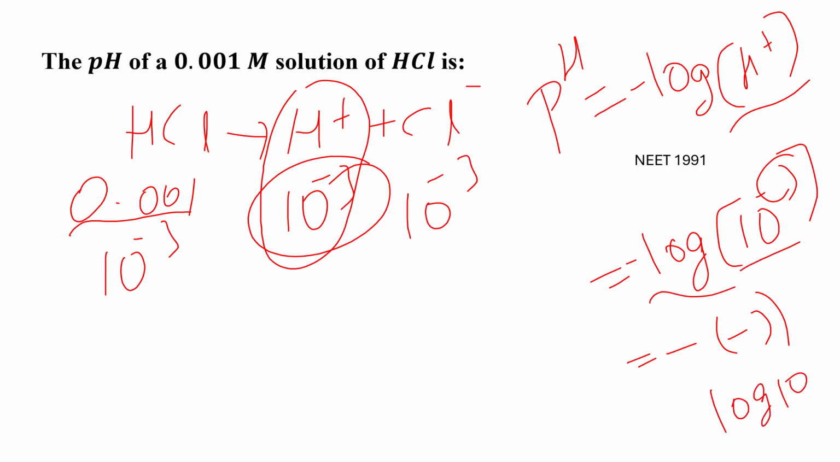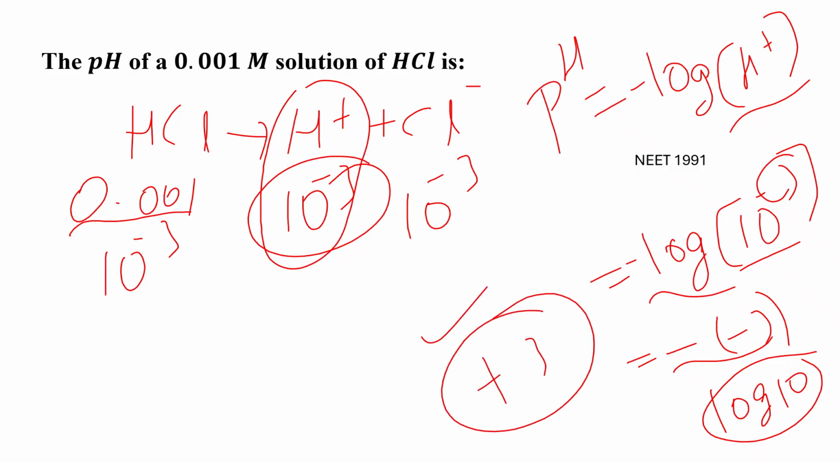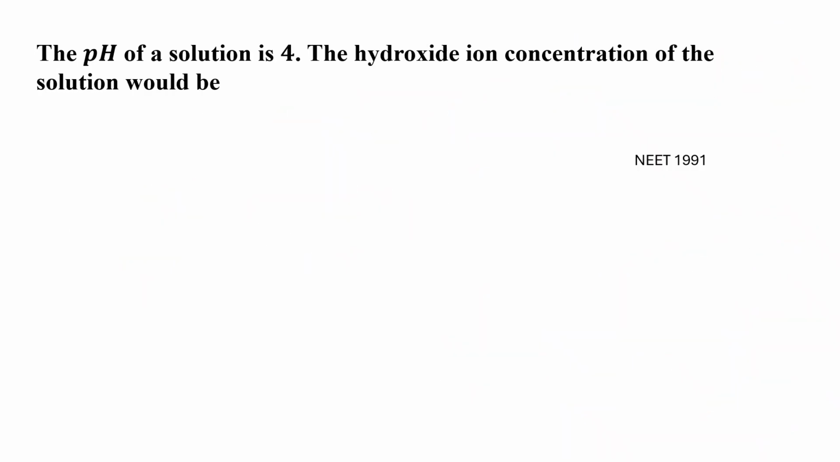Log 10 value is 1. So minus into minus is plus. So the answer is plus 3. Okay, so the answer is plus 3. For this question, the answer is plus 3. Okay, the next question is also a similar type of question.